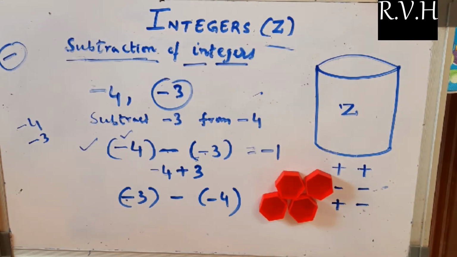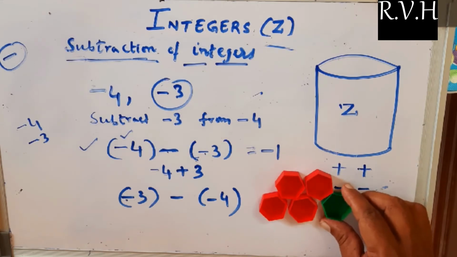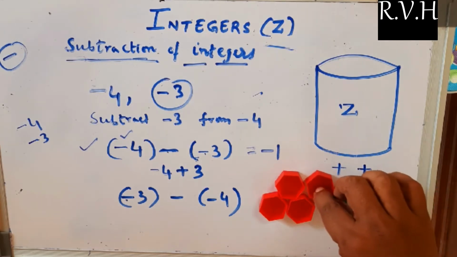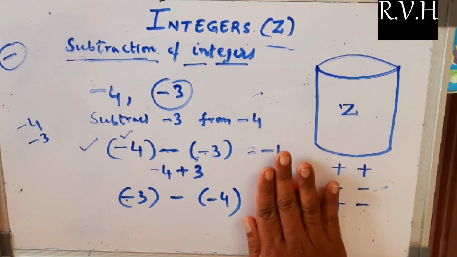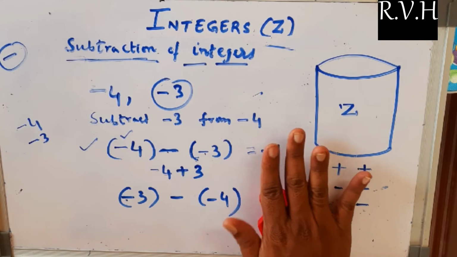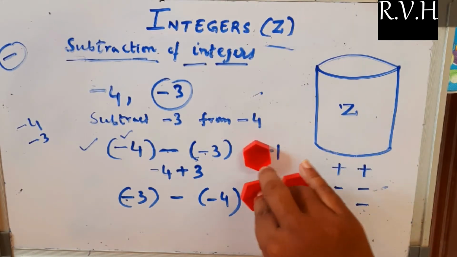But as soon as you introduce a red one, to get it neutralized, I have to introduce a green one. Now this is 0. No effect on this list. Now I can remove 4 red ones out of this, which is nothing but minus 3. This entire thing is nothing but minus 3. So out of this minus 3, I am removing 4 negative ones, red ones.